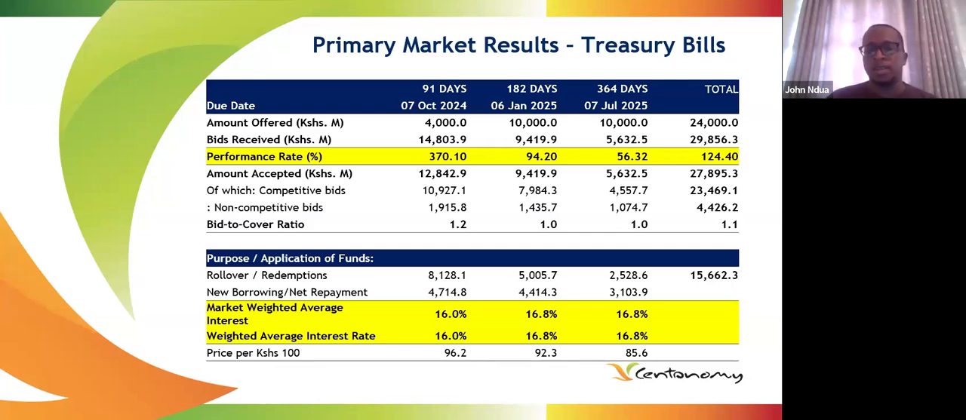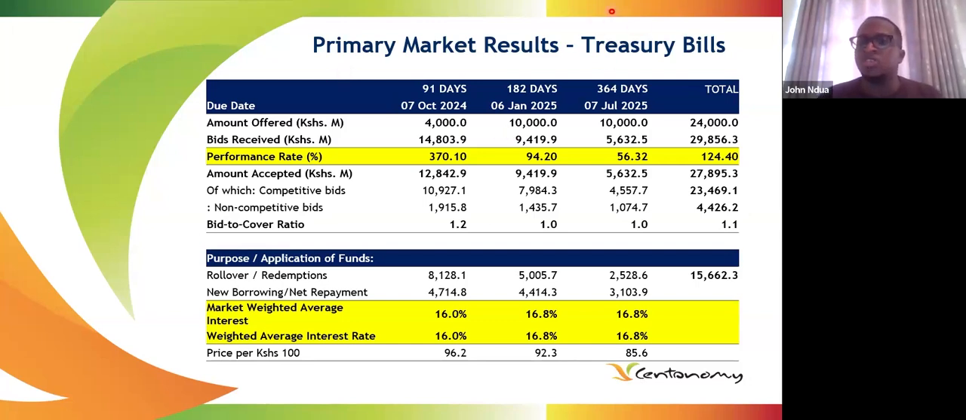What do I mean by competitive? With competitive, I mean you give the 50,000 shillings, but you also say what rate you want the government to pay you. That is called a competitive bid. A non-competitive bid, which is advisable to retail investors, is when you give the amount and accept the average of the other bids. So that is how the bidding system works.